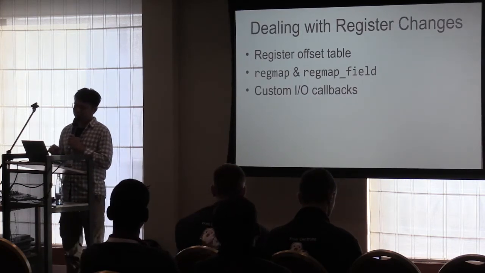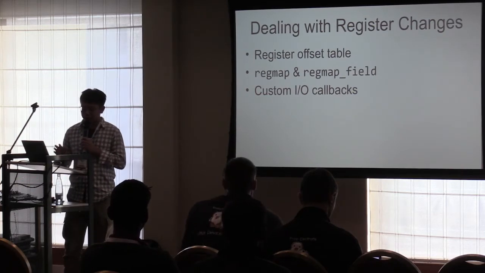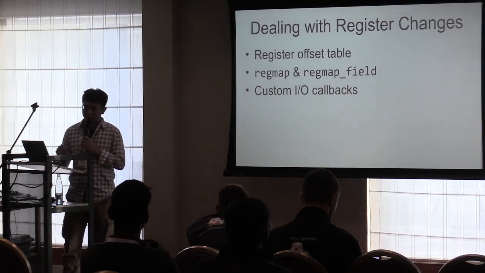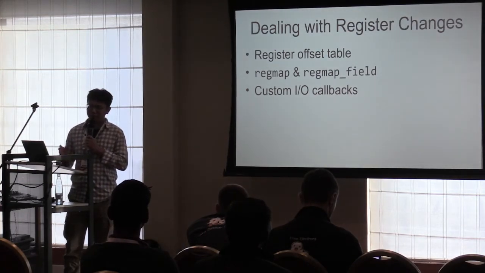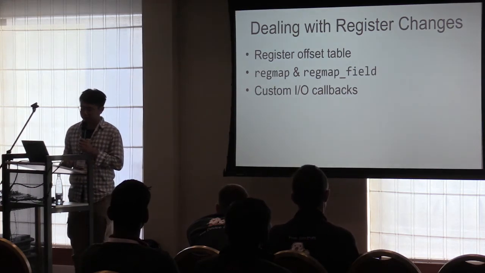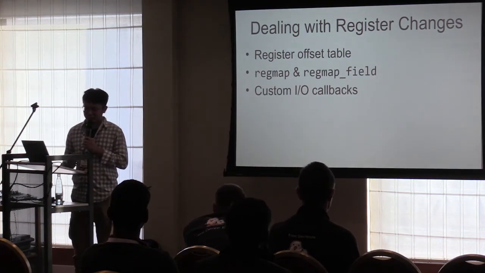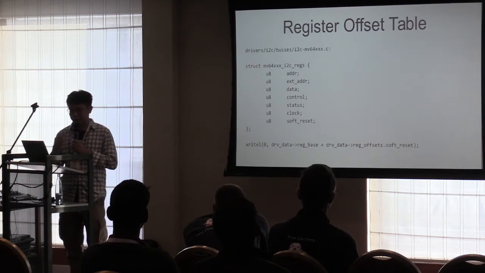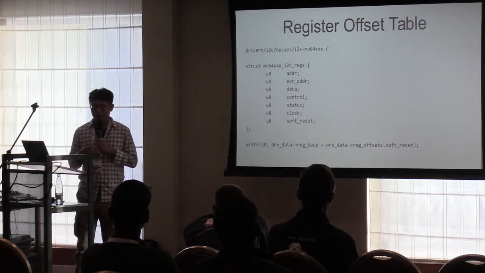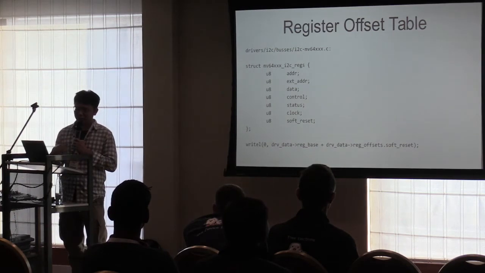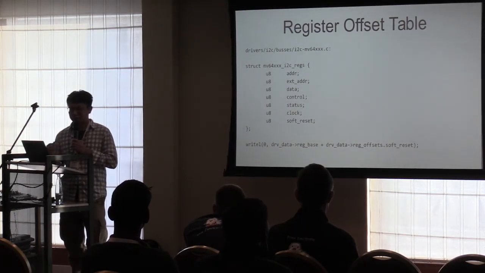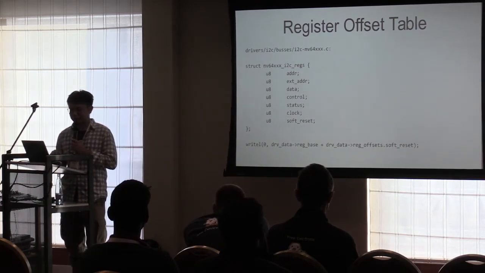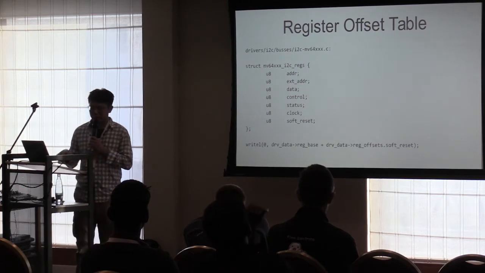And in some cases, you have to deal with register changes. Some hardware we've seen has register offsets that have been changed, or even bit fields that have been moved around. We have a couple of ways to deal with this. First one, if it's just register offsets being moved around, you can just use a register offset table. It's basically a data structure listing all the offsets that you care about. And instead of using a defined macro to access, you use the offset from the table.